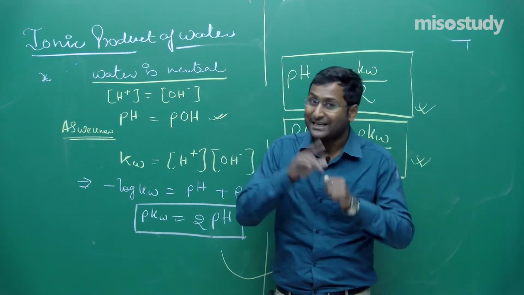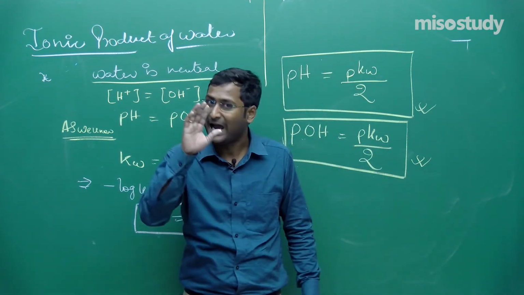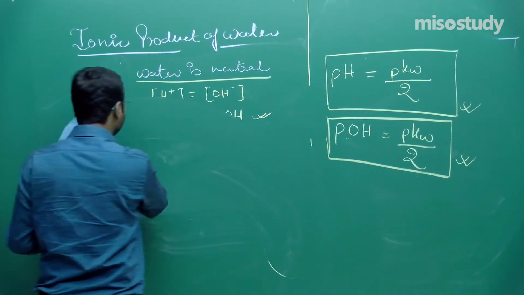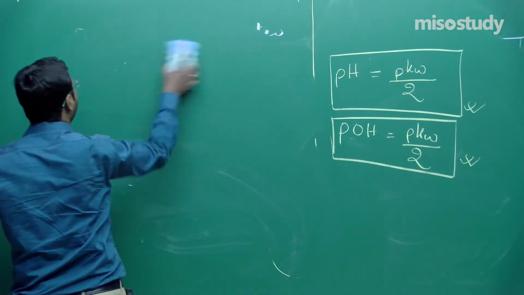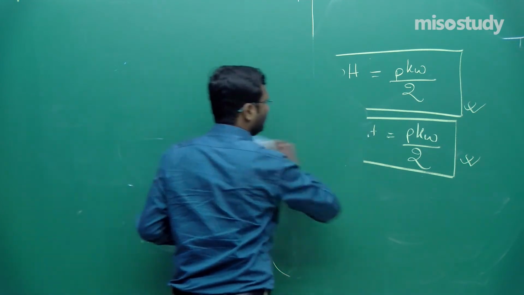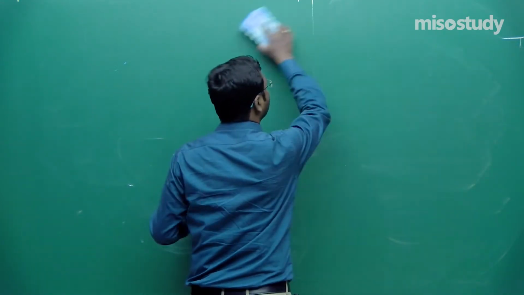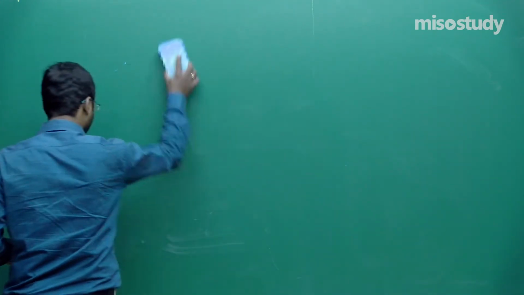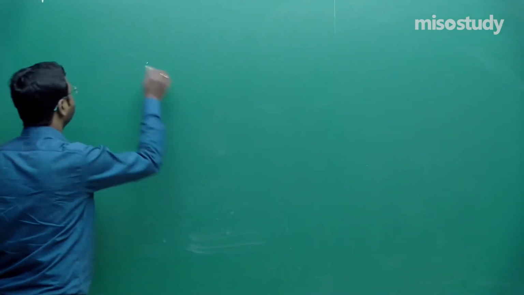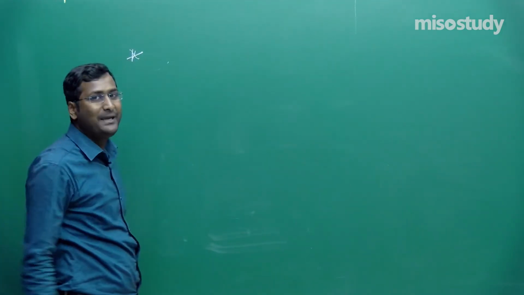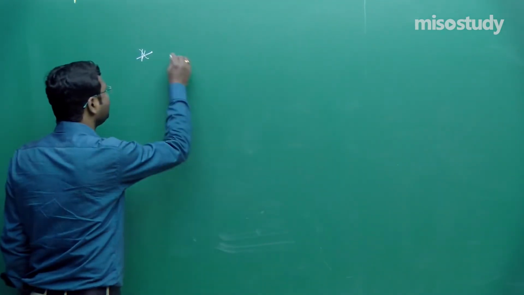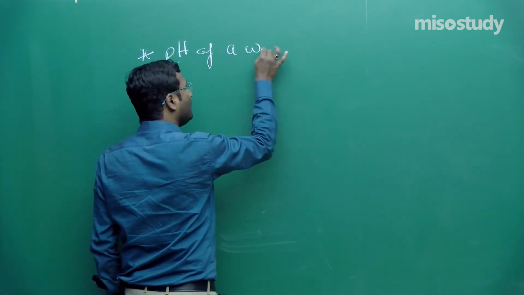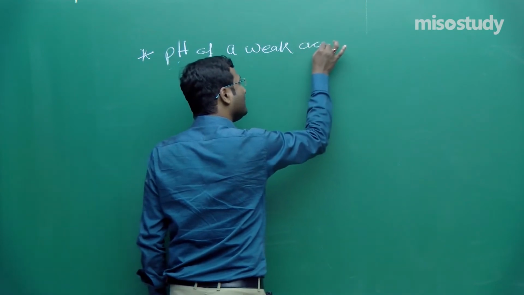Now I am rubbing it and moving to the next topic, how to find the pH of acid as well as pH of base. That is, I have to mention weak acid and weak base. Okay friends, now moving to the next point, that is pH of weak acid. So my next topic is how to find the pH of weak acid.